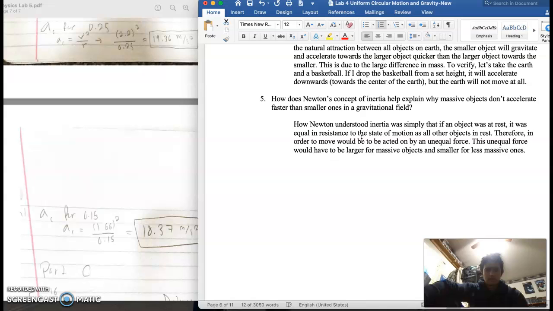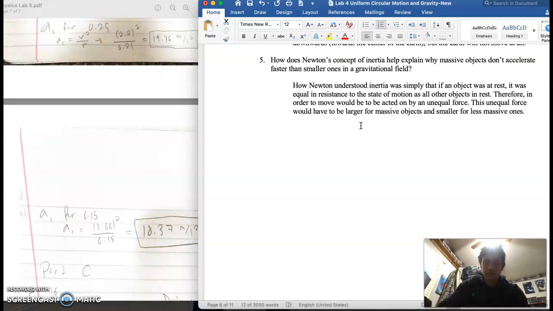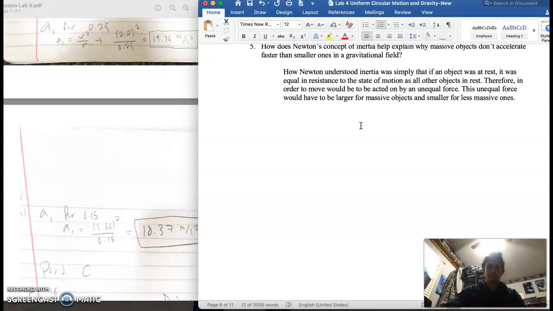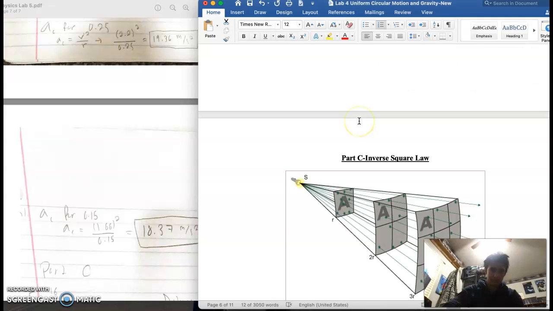How does Newton understand inertia? Simply that if an object is at rest, then its resistance to being moved is equal to that of all other objects also at rest. So in order to move, an unequal force would have to push it, and therefore would be larger for massive objects and smaller for less massive ones, which explains why bigger ones in a gravitational field don't accelerate as fast as the smaller ones.